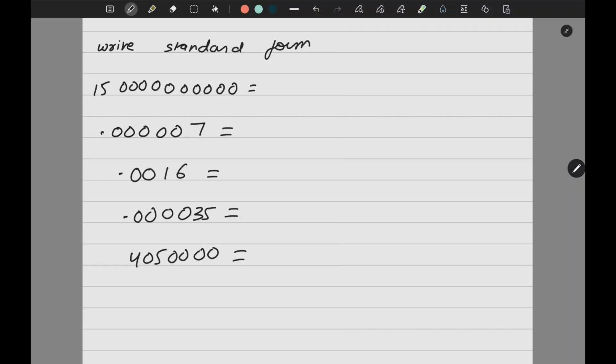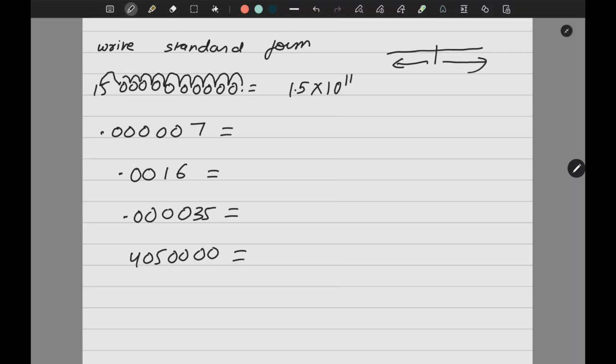Now, if you look at the first question, as I said, the decimal is sitting at the end and it should go between 1 and 5. And how many times am I jumping? 1, 2, 3, 4, 5, 6, 7, 8, 9, 10, 11. So I'll write 1.5 into 10 to the power 11. Since I am moving towards the left hand side, it is positive. Remember the number line. Whenever you go towards the negative numbers, the power is positive. Whenever you go towards the positive numbers, the power is negative. That way you can remember, right?